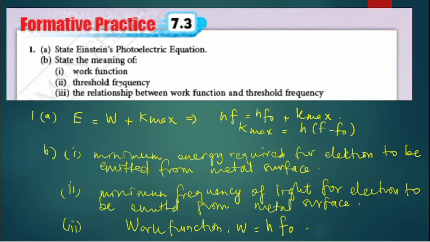State the meaning of work function, threshold frequency, and the relationship between work function and threshold frequency. Work function is the minimum energy required for an electron to be emitted from a metal surface. Threshold frequency is the minimum frequency of light for an electron to be emitted from a metal surface. Work function is directly proportional to threshold frequency, and can be represented by the formula W equals h f0, the product of the Planck constant and the threshold frequency.